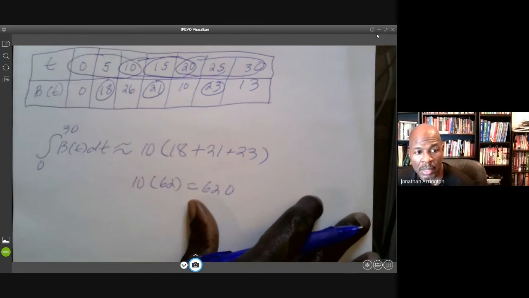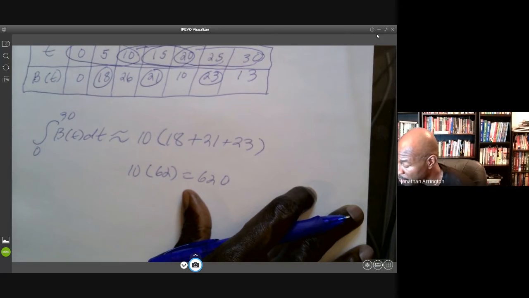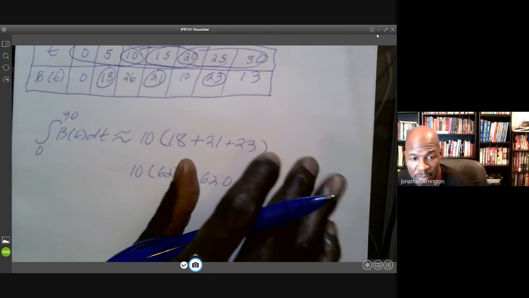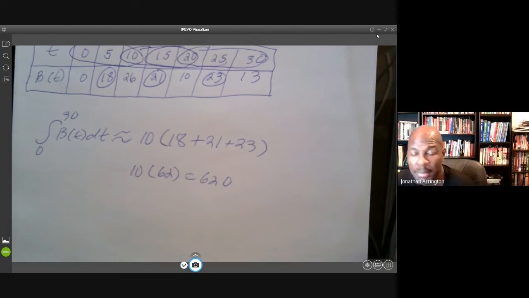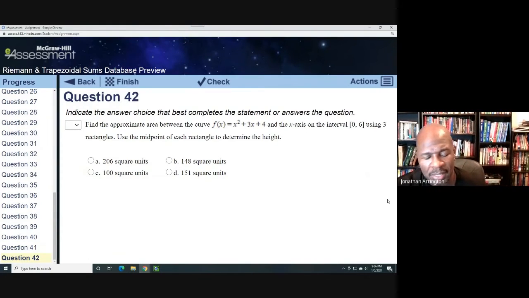All right. So since in our part 1 video, we didn't do a midpoint Riemann sum, for my last example, I'm going to do a midpoint Riemann sum with a function. All right, so here's the last example we'll look at. It says, find the approximate area between the curve f of x and the x-axis on the interval 0 to 6 using 3 rectangles. Use the midpoint of each rectangle to determine the height. So let's go ahead and work this one out.